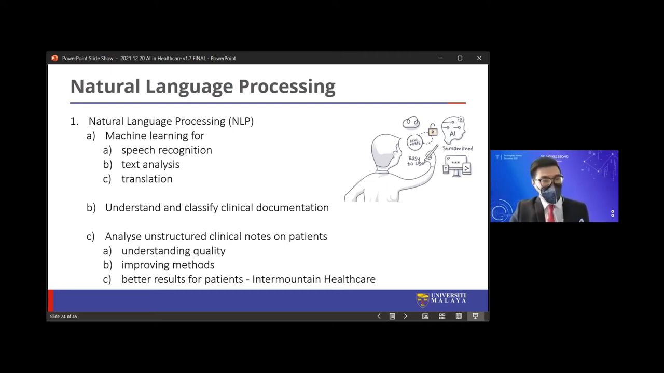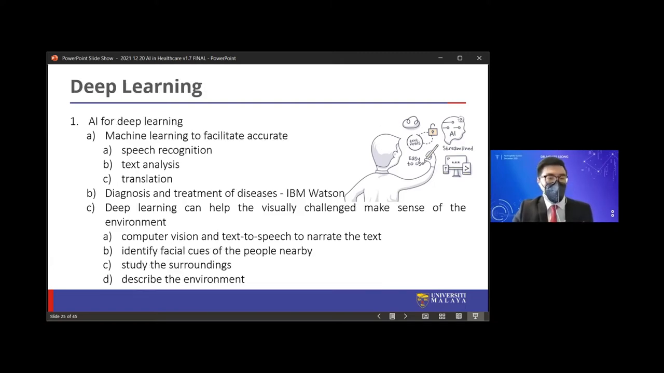But the common ones are, for example, natural language processing, where we are using machine learning for speech recognition, text analysis, translations, so that we're able to understand and classify clinical health records documentation, even able to analyze unstructured clinical notes on patients to understand the quality of it and improve the methods we use for better results and healthcare outcomes for our patients. One of the companies that has been looking into this area is, for example, Intermountain Healthcare.